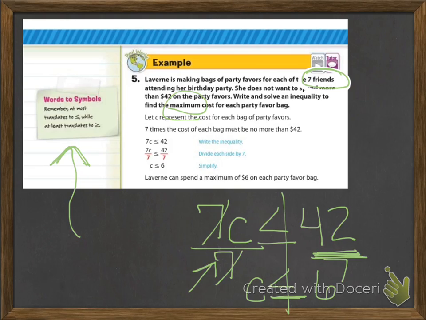If you can't find room to show me the proper algebraic steps to solving these inequalities, then you can go ahead and complete them on a separate sheet of paper. We'll see you guys back in class.